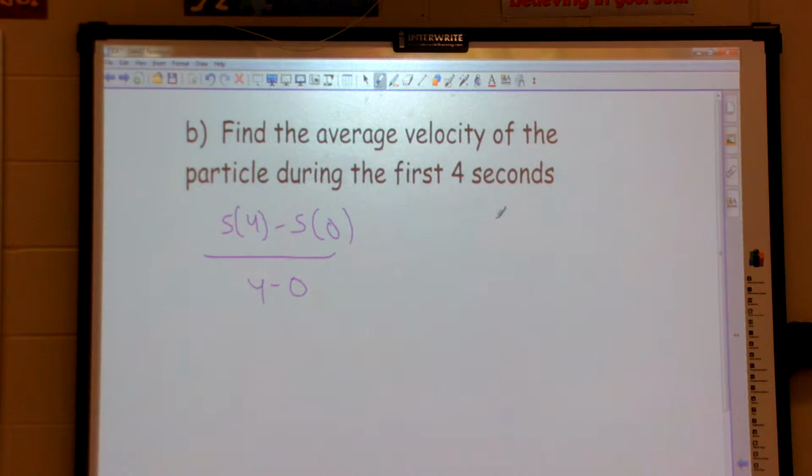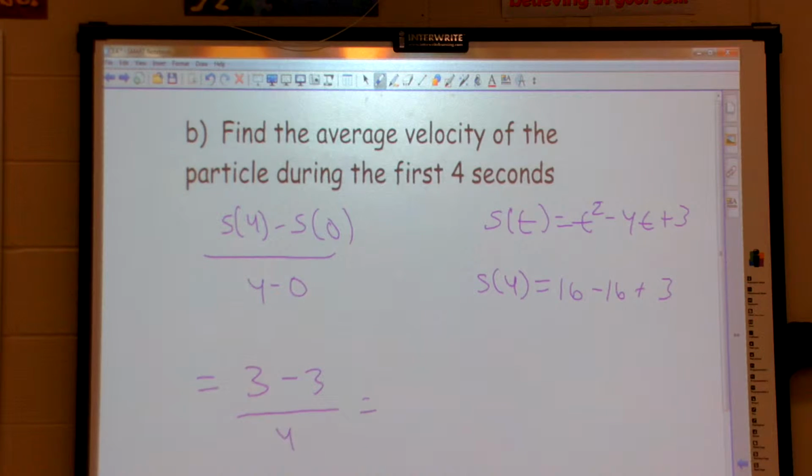So s of 4, help me out, what was s again? It was t squared minus 4t plus 3. Okay, so what is s of 4? 3. You get 16 minus 16 plus 3, yep. I get 3. What's s of 0? 3. 3 over 4, which gives me 0. Now, units, what am I in? Meters per second.